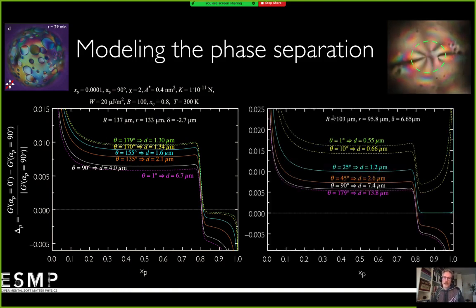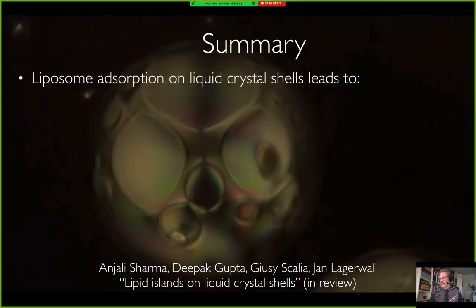But if you have the more asymmetric shell, which is here, you see these are the curves at different points of the shell, different angles. So here you see that further down where the shell is thicker, yes, there is a gain in free energy, reducing free energy, and you form islands. But at the top, you never have a gain in free energy because the elastic deformation is so high at the top.